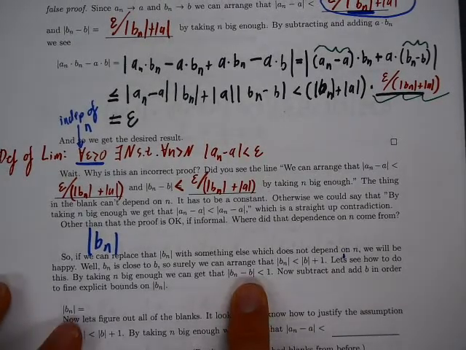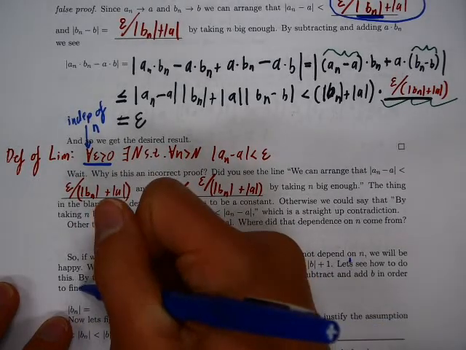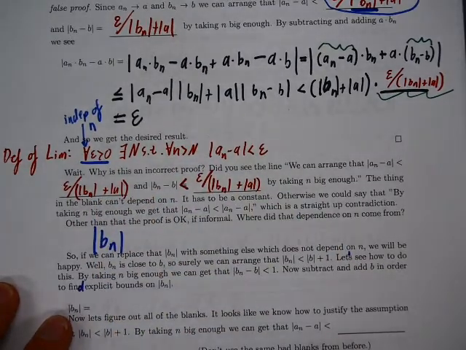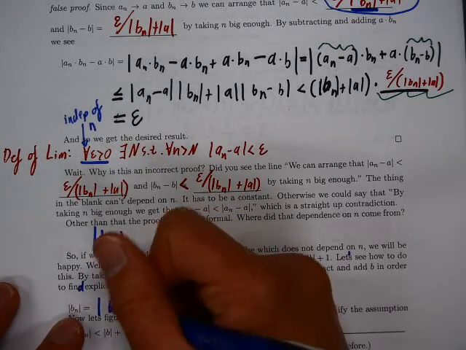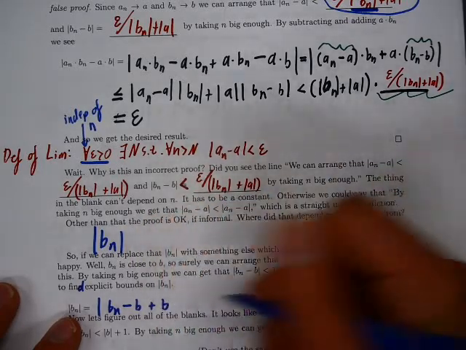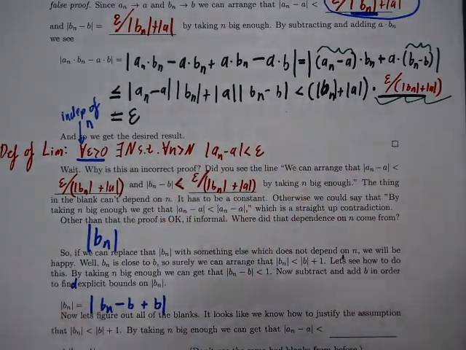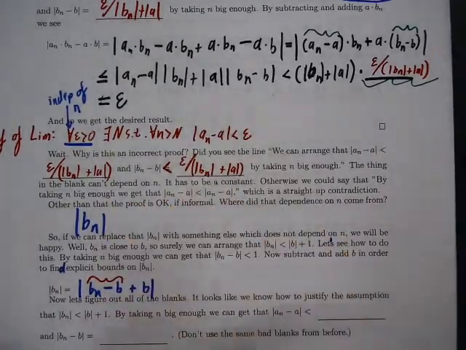Now, let's start with the absolute value of b sub n and add and subtract b in order to find explicit bounds on the absolute value of b sub n. So the absolute value of b sub n is the same as the absolute value of b sub n minus b plus b. And the whole reason to do that is, hey look, there's something that I have control over. I've bounded that.